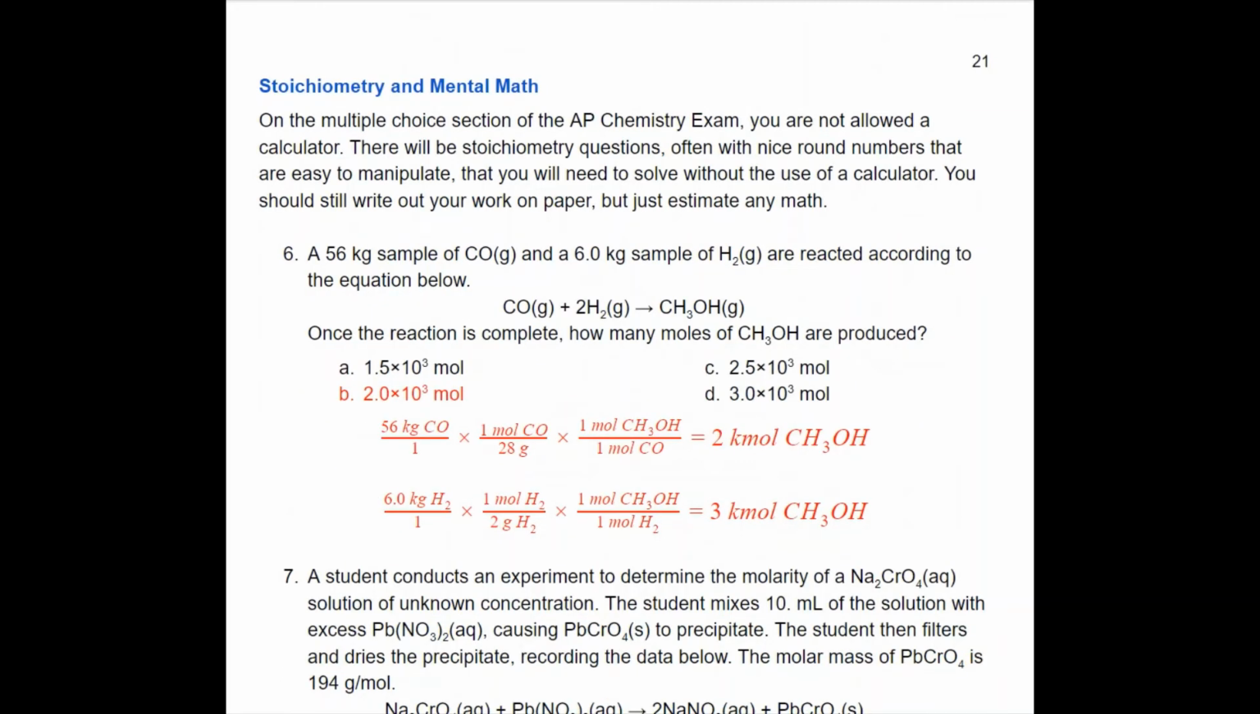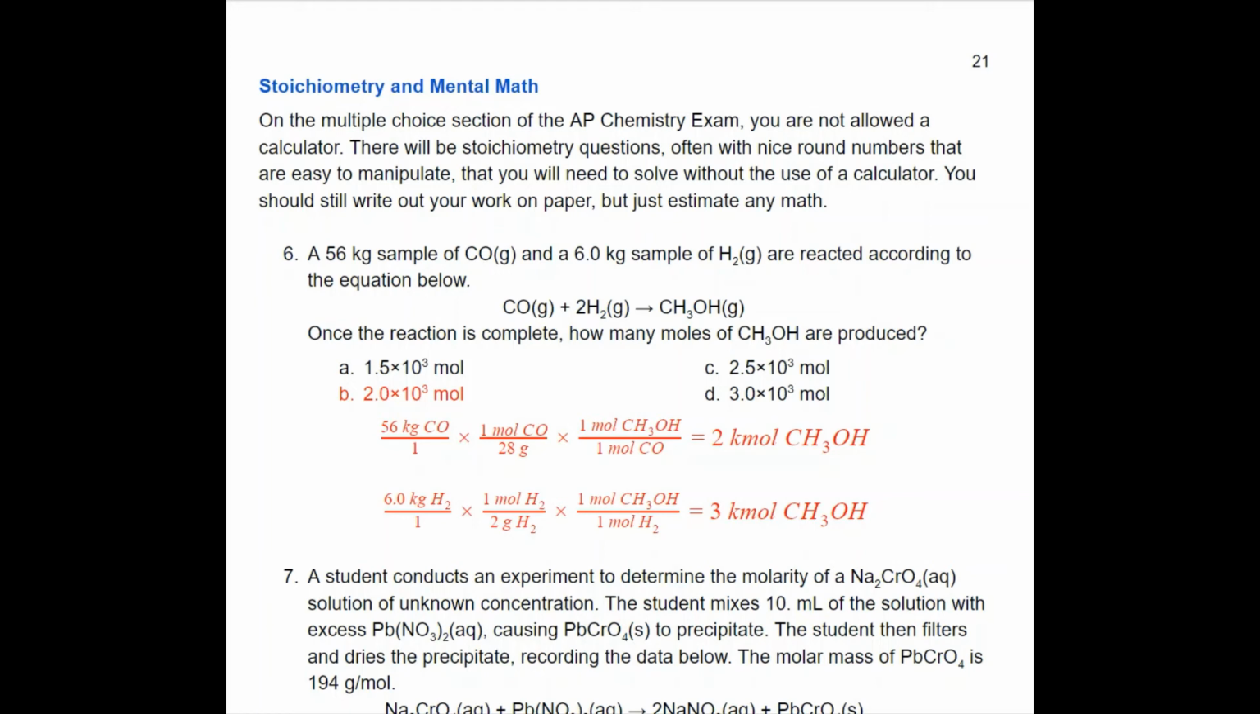So on the multiple choice section of the AP chemistry exam, traditionally you are not allowed a calculator. So there will be stoichiometry questions, and there will be limiting reactant questions, but they're going to often have these nice round numbers that you can easily manipulate. So you're going to need to be able to solve this without a calculator. You should still write out your work. You're not not allowed a pencil and paper. You're not allowed a calculator.